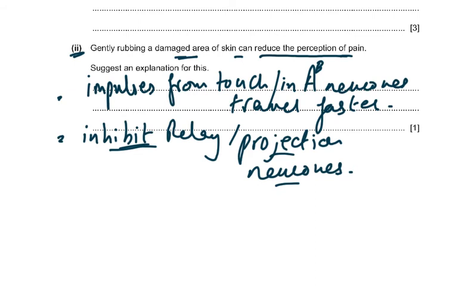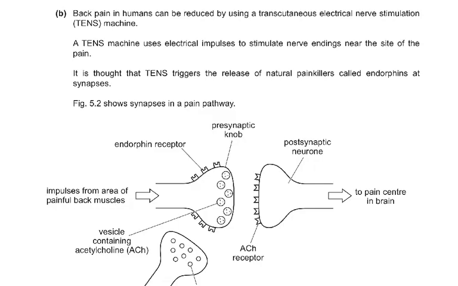Right? So please remember, read the question carefully, understand the question carefully, take your time, and then answer it in a very befitting manner. Now, coming to the B part of the question, back pain in humans can be reduced by using a transcutaneous electrical nerve stimulation TENS machine. A TENS machine uses electrical impulses to stimulate nerve endings near the site of the pain.